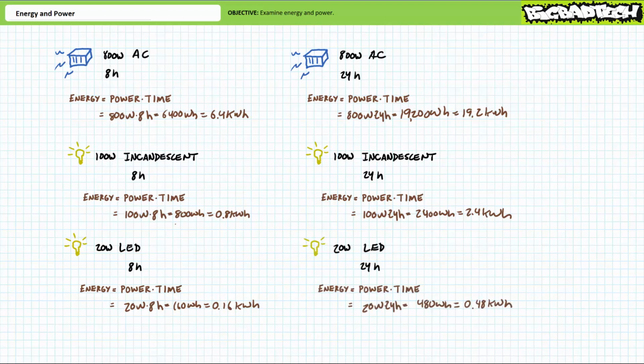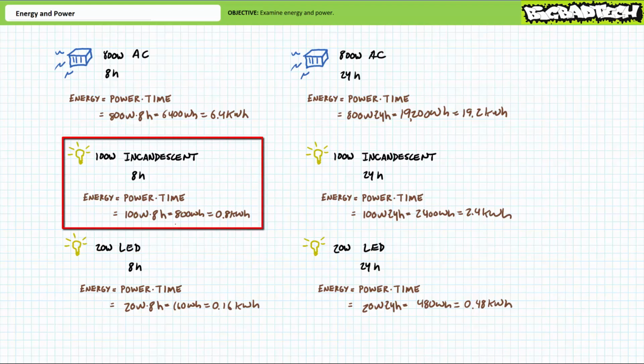If you left it on all day, or for 24 hours, you'd be billed for 20 watts times 24 hours, or 480 watt hours, or 0.48 kilowatt hours of energy. Compare and contrast these last two examples. The 100 watt incandescent bulb used 5 times as much energy as the 20 watt LED light bulb, even though they operated for the same length of time.